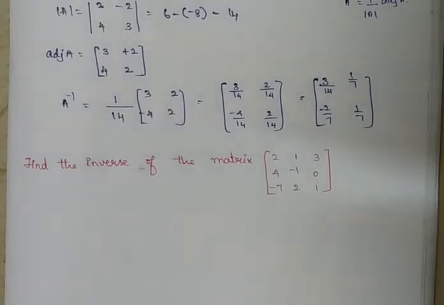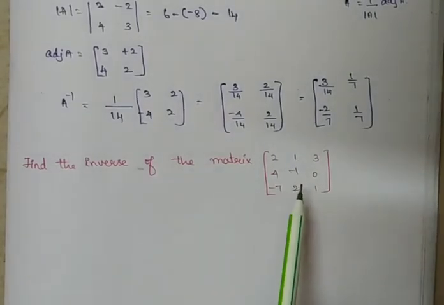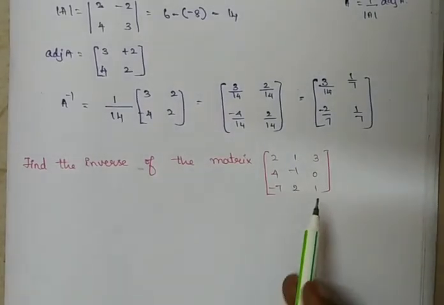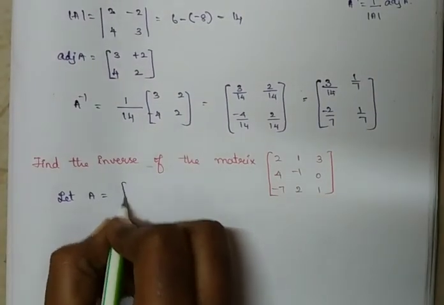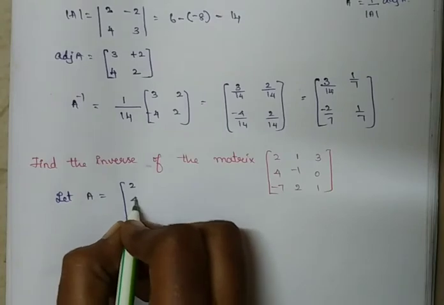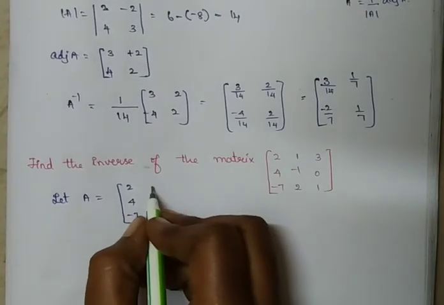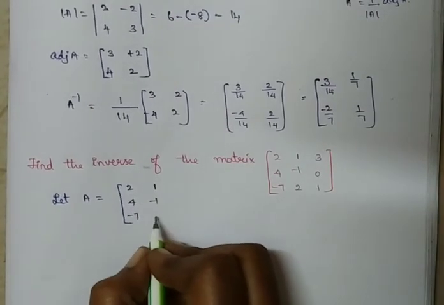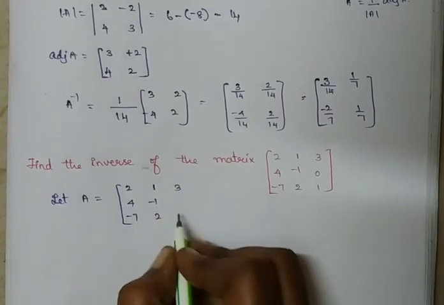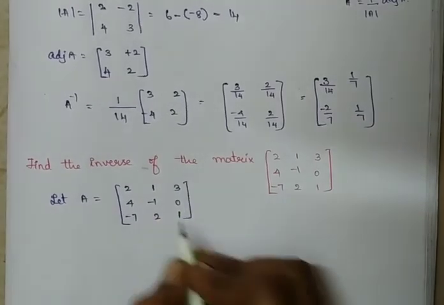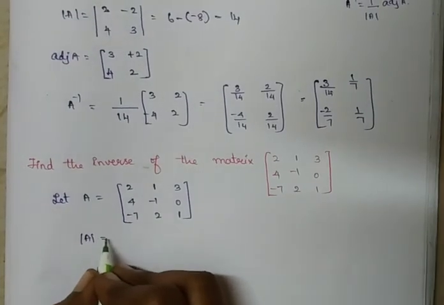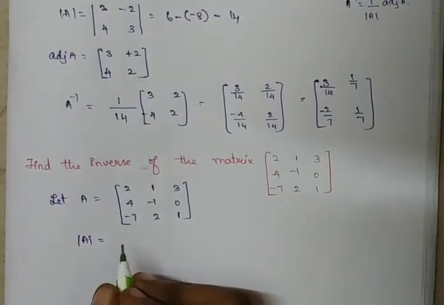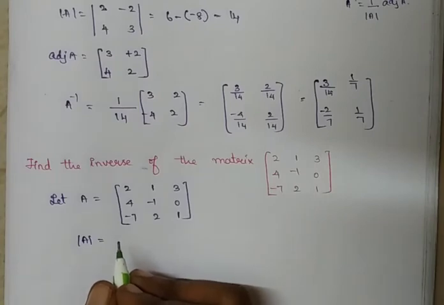The next question: find the inverse of the given matrix, a 3 cross 3 matrix is given here. First let us take that this matrix A is equal to 2, 4, minus 7, 1, minus 1, 2, 3, 0 and 1. To find the inverse, same procedure: the determinant value should not be equal to 0, and A inverse equals 1 by determinant A into adjoint A.